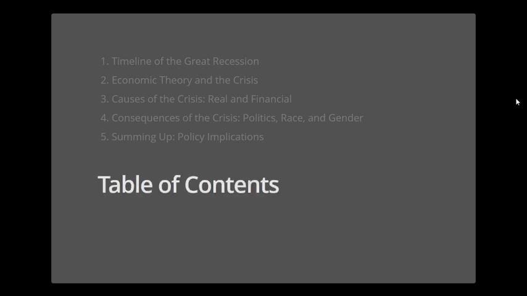So in today's lecture, we'll begin with a timeline of the Great Recession, just to remind ourselves of how the instability spread out from its source in the US and infected the rest of the world, in order to try and get a better understanding of how instability works in modern capitalist economies. We'll then link it to the theory that tries to explain crises more generally, and then more specifically regarding this crisis, the real and financial factors that caused it.